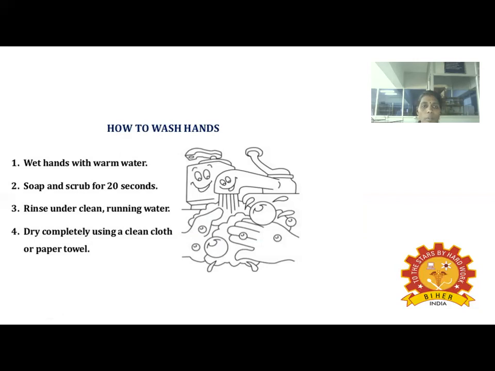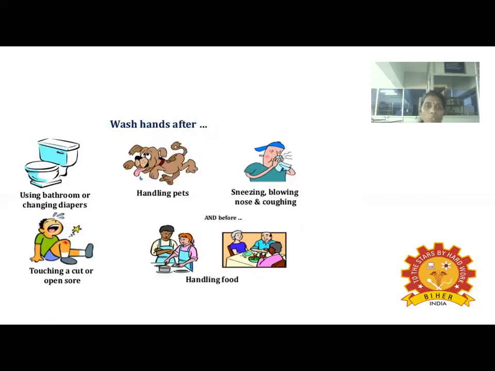Next, to avoid all those things, we have to maintain a very hygienic process, that is how to wash hands. Wet hands with warm water and soap and scrub for 20 seconds. Rinse under clean running water. Dry completely using a clean cloth or paper towel. Then wash hands after handling pets, using bathrooms or changing diapers, touching a cut or open sore, handling food, sneezing, blowing nose, and coughing. After and before, we have to wash our hands clean.